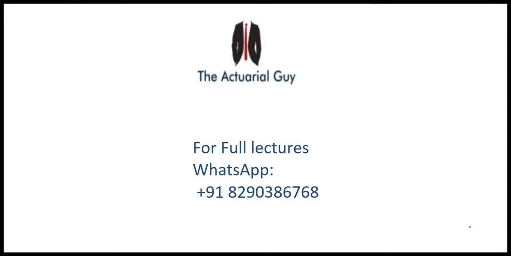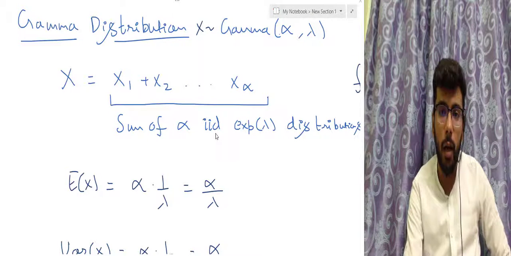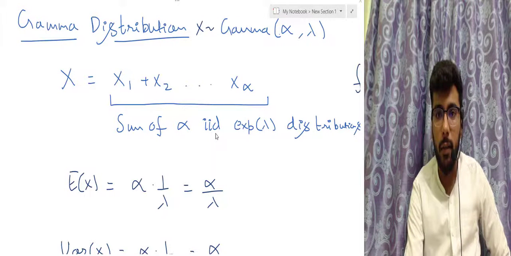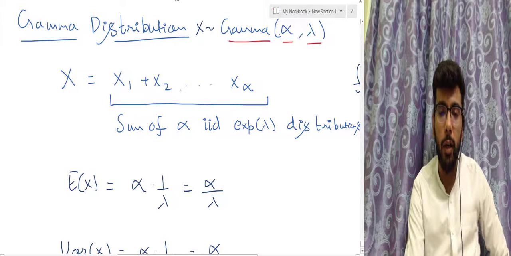Okay, so the next distribution that we have got is called the gamma distribution. It is represented as X follows gamma with parameters alpha and lambda. There are two parameters, alpha and lambda. Now what does it model?